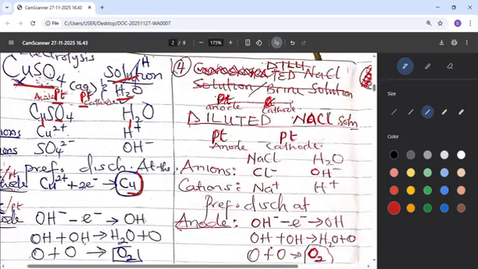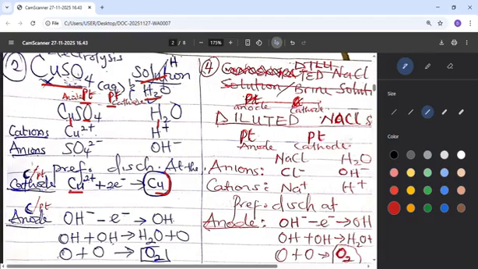So here, it's copper that will be preferentially discharged. And where will copper be discharged? That's at the cathode, because copper is a cation. Cat and cat, cations going to the cathode. What normally happens at the cathode is there's always a gain of electrons. The gain means plus. So it returns to neutral copper.